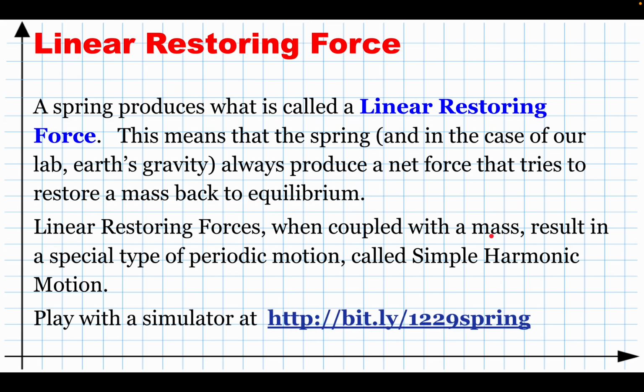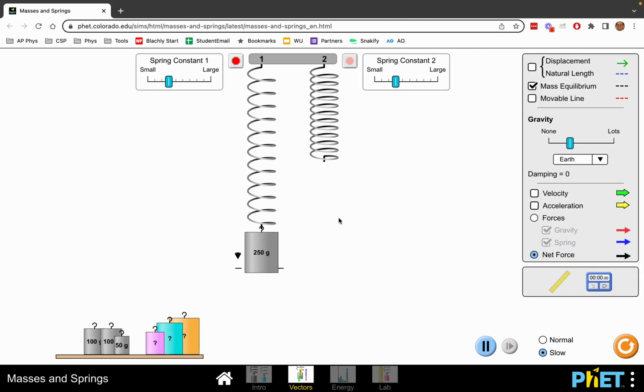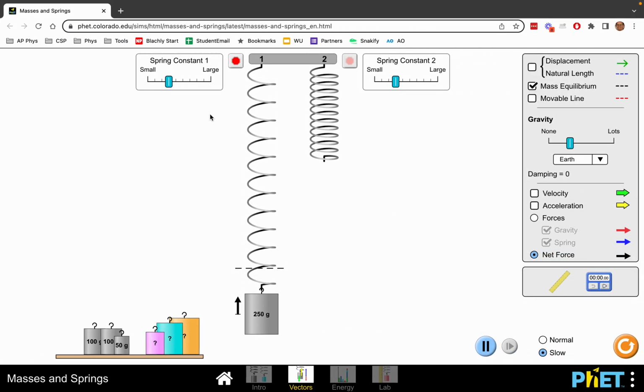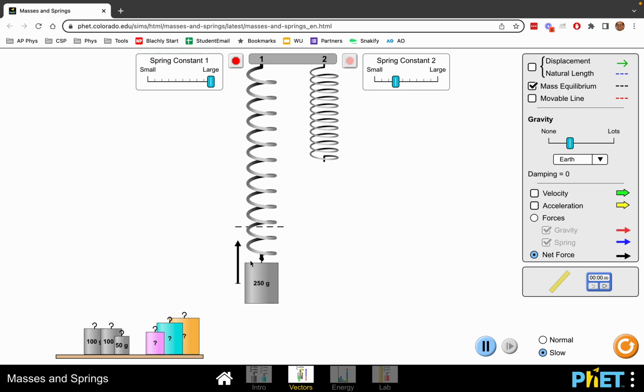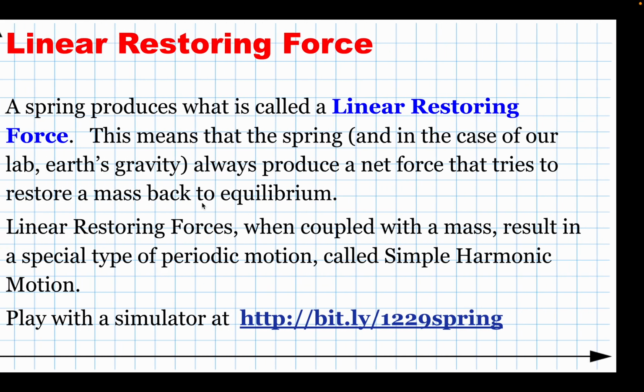And there's a simulator here. You can stop this video if you want, and you can go and play with that simulator. That's the one I was playing with here. You can hang different weights on it, and you can change the spring constant and see what happens, and you can play around with it.